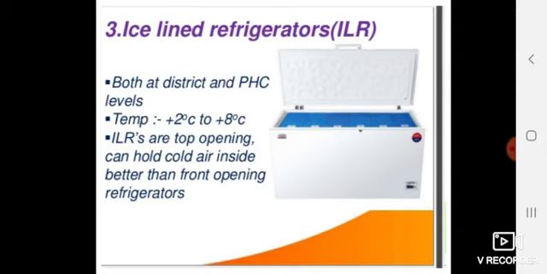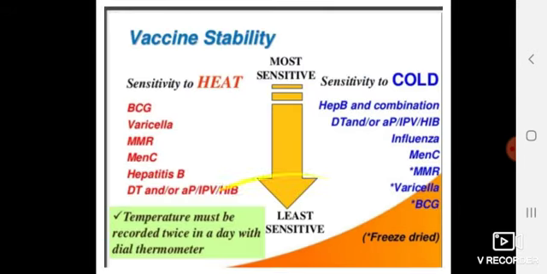So how many degrees do we need to keep vaccines at commonly? That is 2 to 8 degrees. That's why this ice-lined refrigerator is good for keeping the vaccine for at least 2 to 3 months.